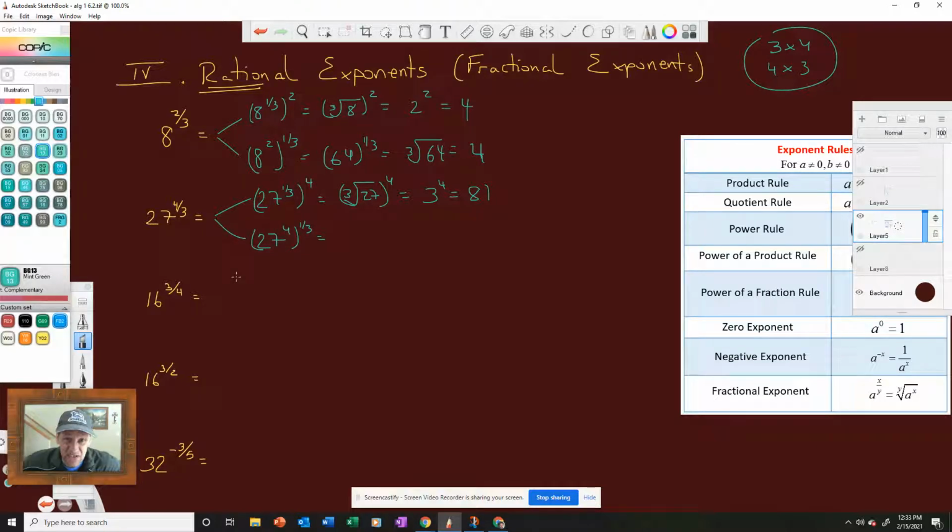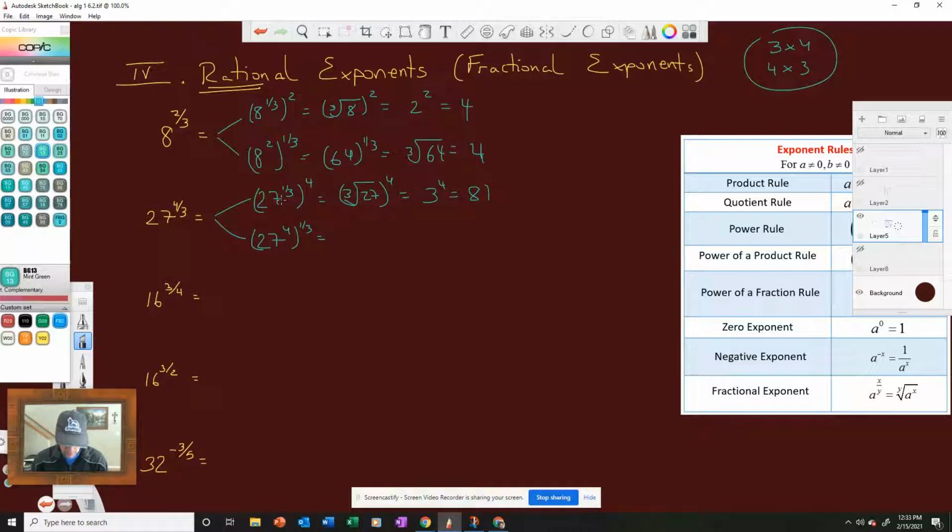That's 27 times 27 times 27 times 27. That's a big number. So that is why very often students like to take the root first or do the fractional exponent first and then the exponent, because it allows them to have smaller numbers. You could do 27 to the fourth if you wanted to.